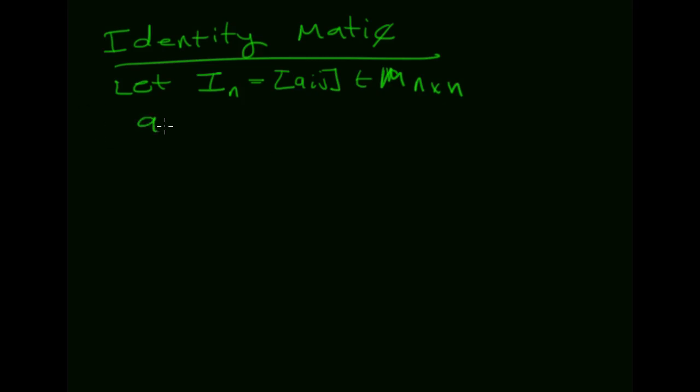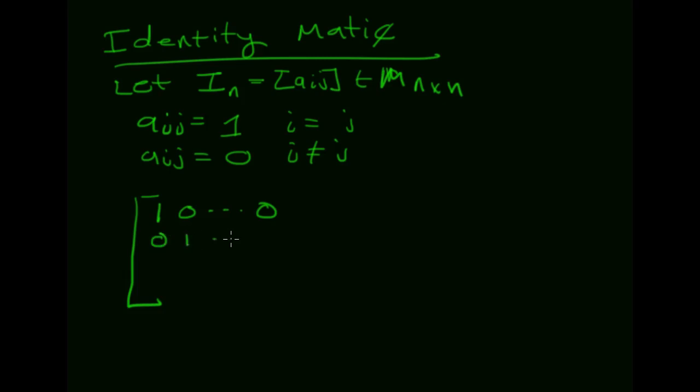Okay, and what's going to happen here is aij will equal 1 when i is equal to j, and aij will equal 0 when i is not equal to j. So essentially this is the matrix with 1 down the diagonal, and zeros everywhere else. So ones on the diagonal, 0 everywhere else gives me an identity matrix.